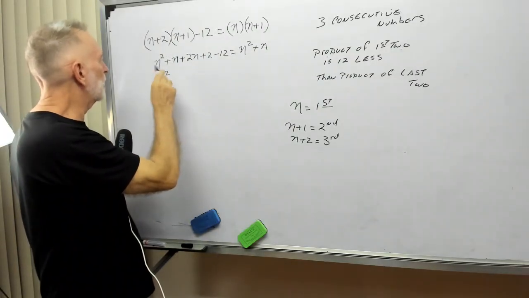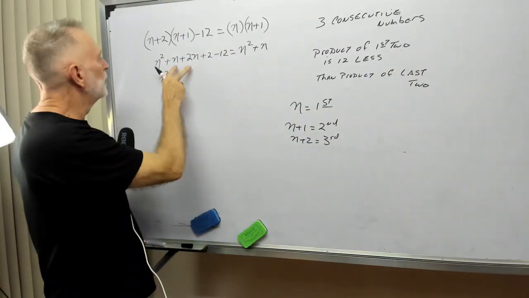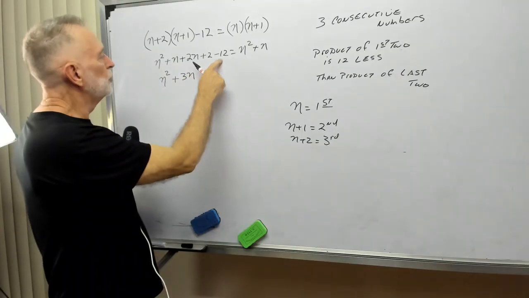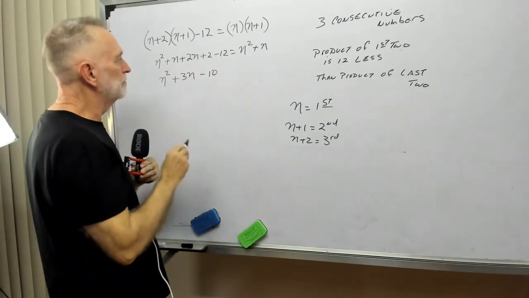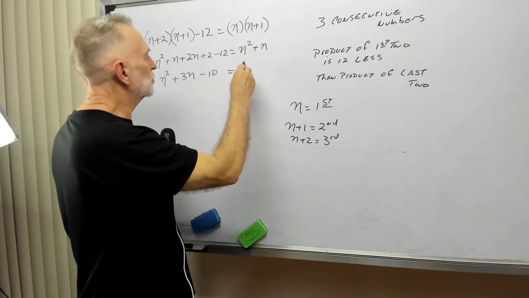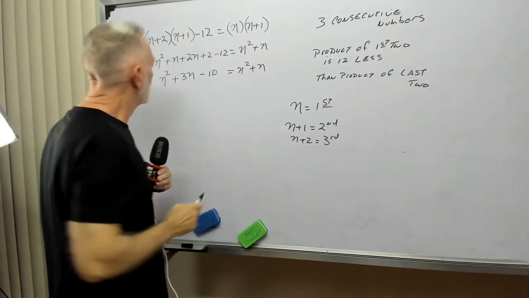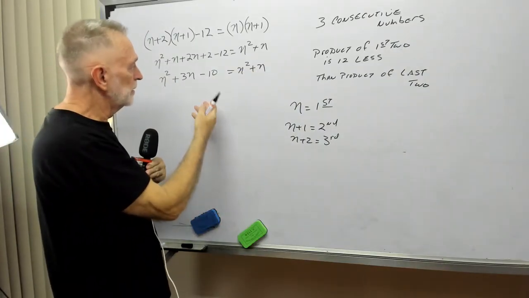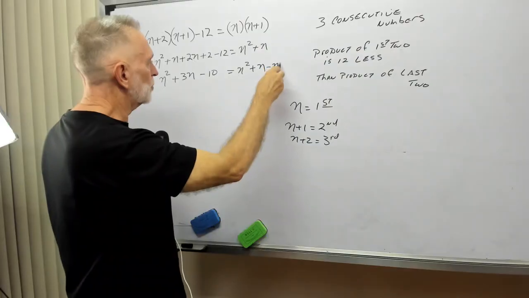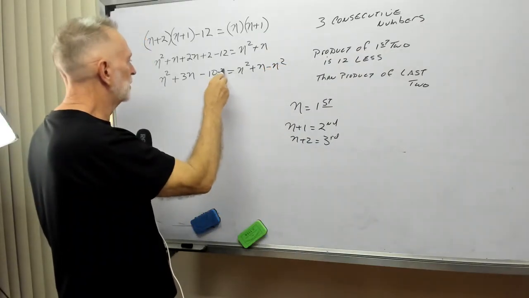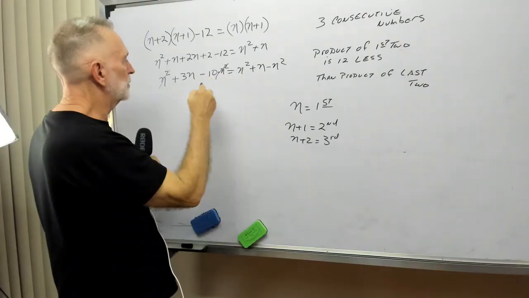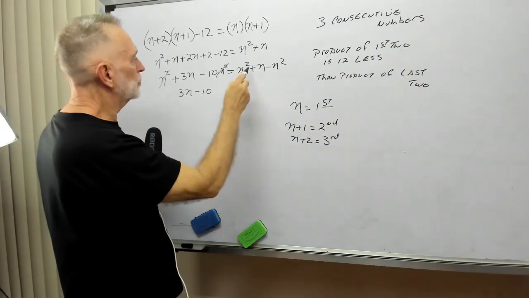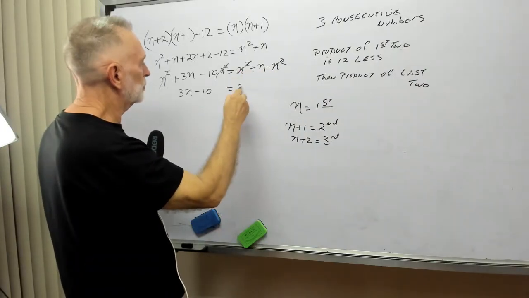Let's collect the terms. I have n squared. It's the only squared term. N plus 2n is 3n. 2 minus 12 is minus 10. That equals n squared plus n. Now then, I need to collect these terms and get them on the other side. So I'm going to subtract n squared from both sides. N squared minus n squared, those are gone. So I have 3n minus 10 equals n.